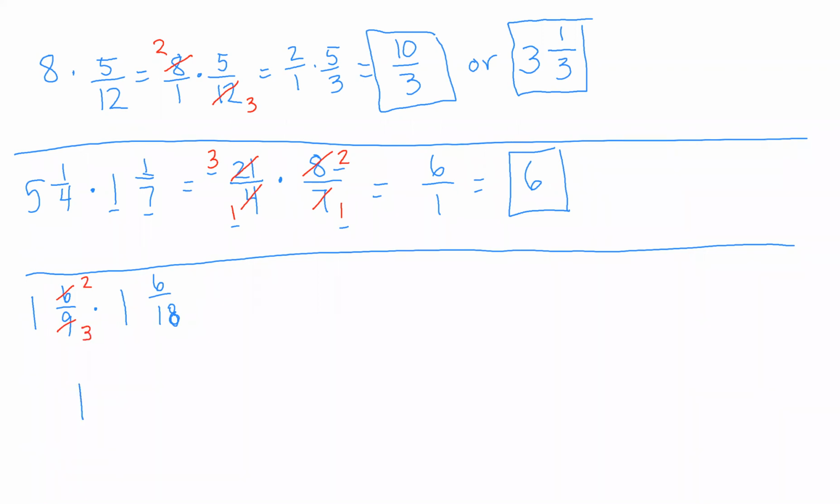And that gives me 1 2/3. Now for the second fraction, I noticed that 6 and 8 have a 2 in common. So 6 divided by 2 is 3. Ooh, even better. 6 and 18 have what in common? They actually have 6 in common. So 6 divided by 6 is 1. Whoops.